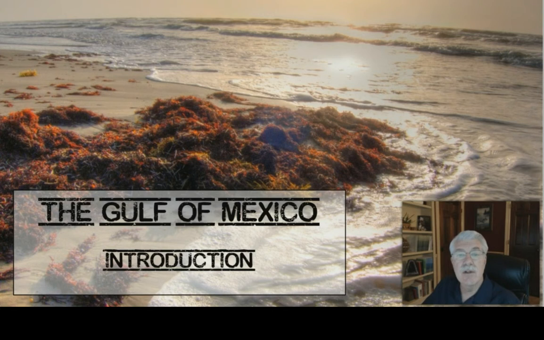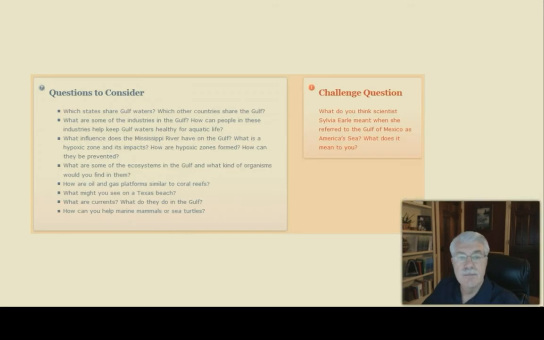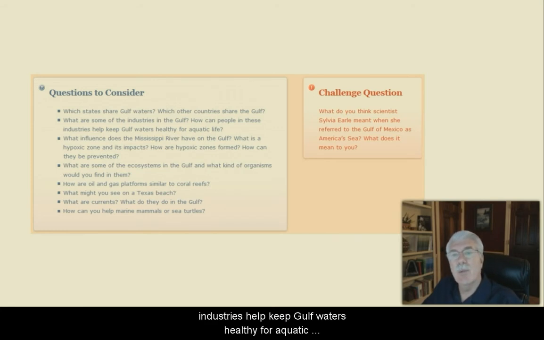Today's lesson is on Texas Ocean, the Gulf of Mexico. To help focus today's lesson, here are a few questions to consider. Which states share Gulf waters? Which other countries share the Gulf? What are some of the industries in the Gulf? And how can people in these industries help keep Gulf waters healthy for aquatic life?